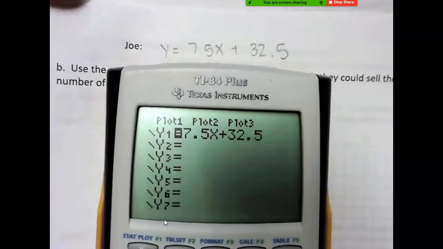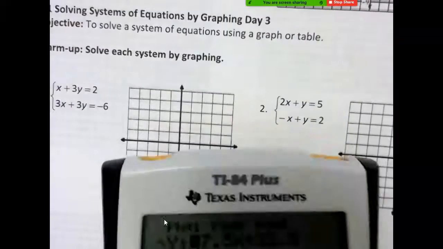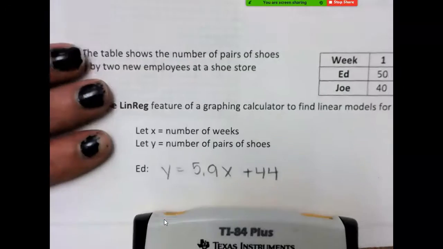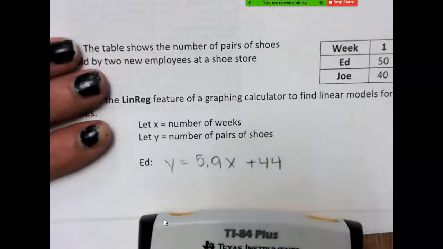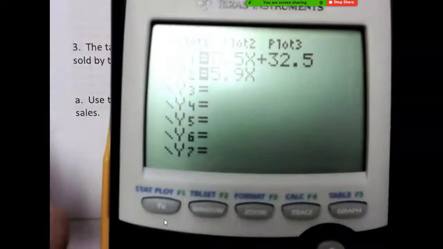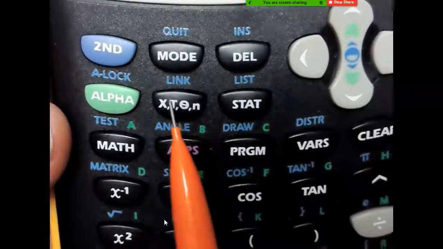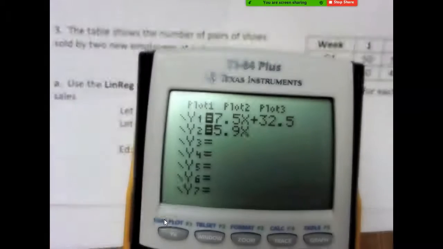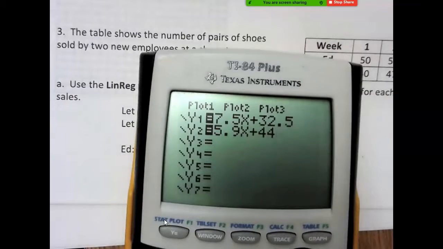For Joe. And then you're going to enter Ed into the other spot. So you have 5.9x. The X key is right here on the calculator, so you're going to use this button right here for X. And then you put your y-intercept of 44.